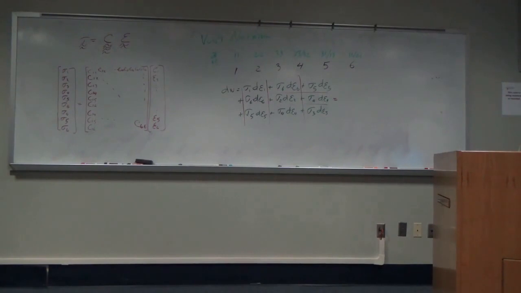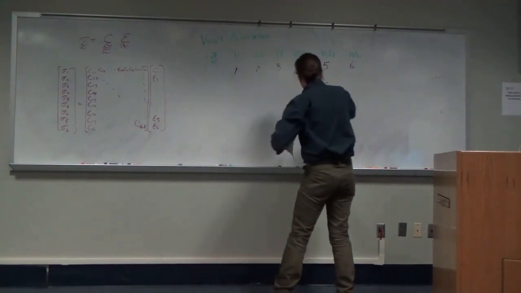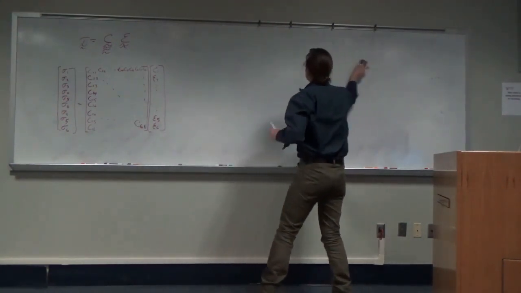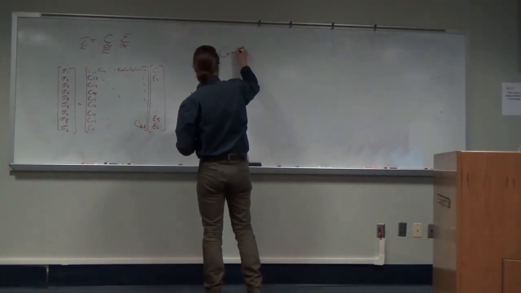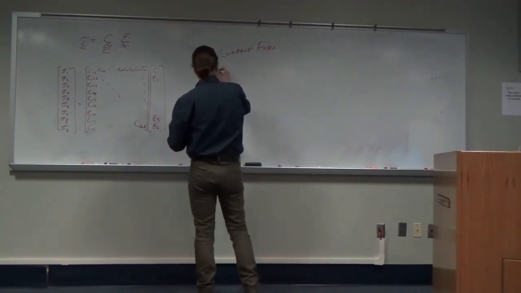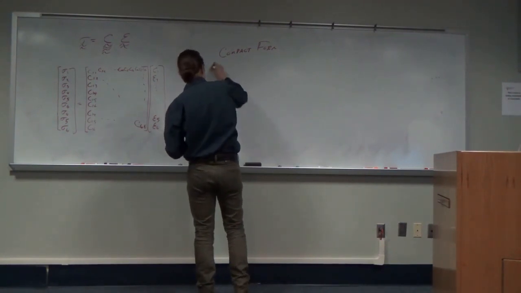It makes it possible to write it out. And we can even take this and simplify it further, writing it in compact form. And in compact form, we do this. Sigma 1, sigma 2, sigma 3, sigma 4, sigma 5, sigma 6.